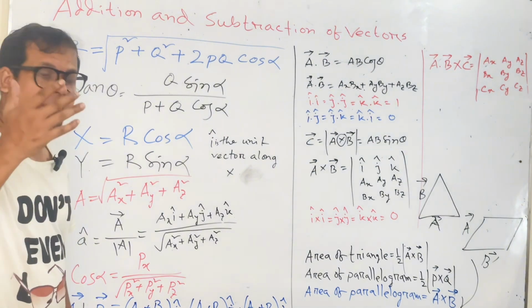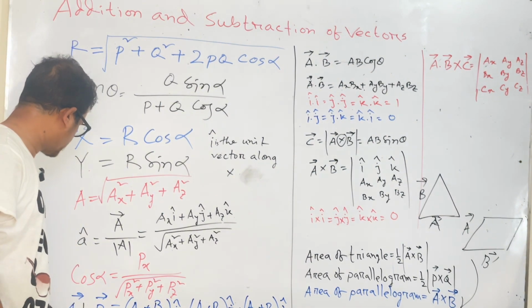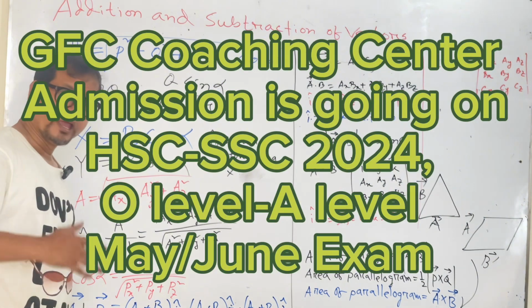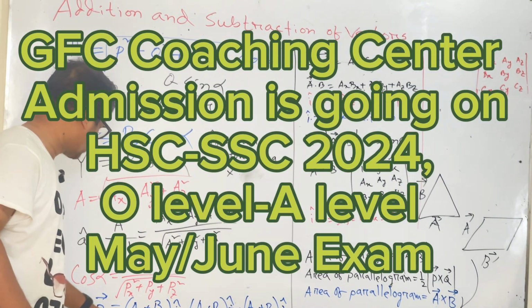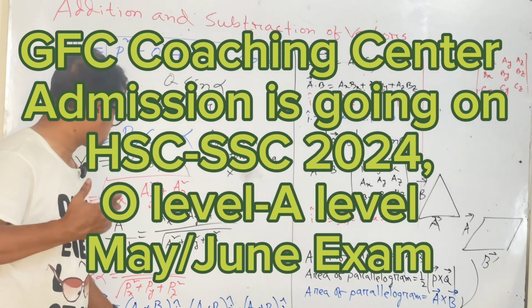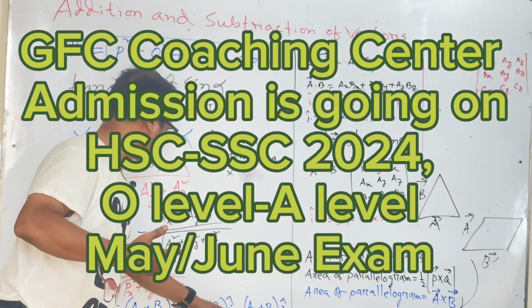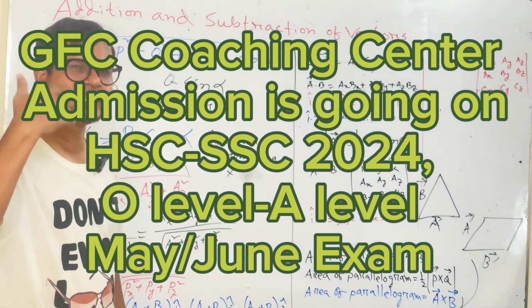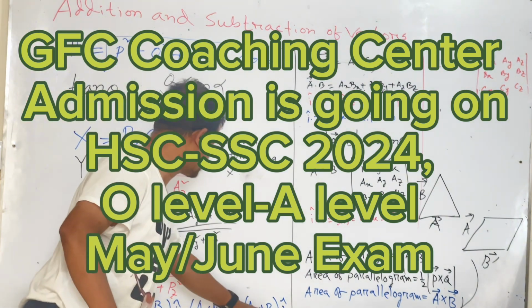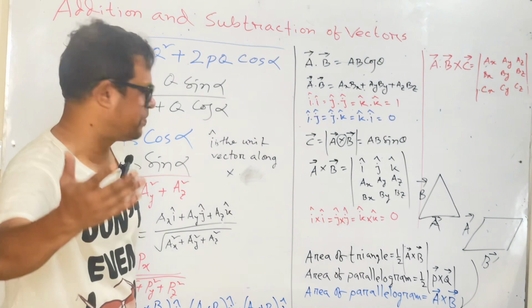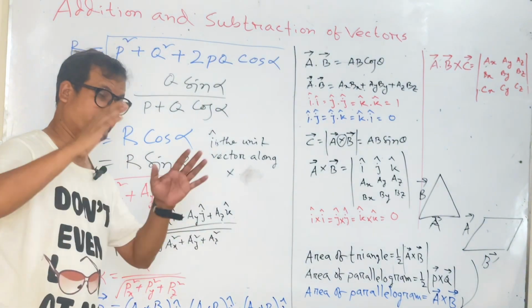Now simple algebra: a vector plus b vector equals (ax plus bx) i unit vector plus (ay plus by) j unit vector plus (az plus bz) k unit vector. Just remember this formula.